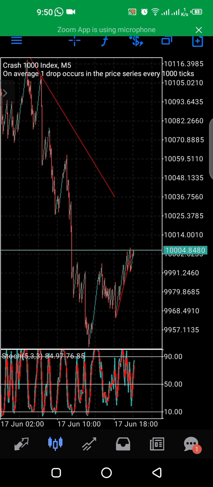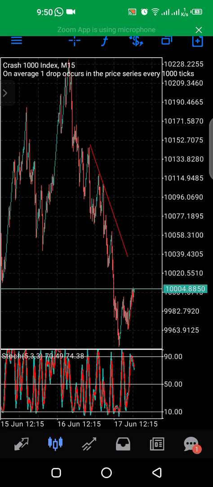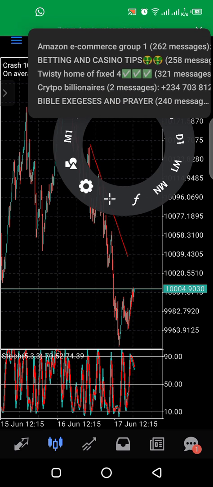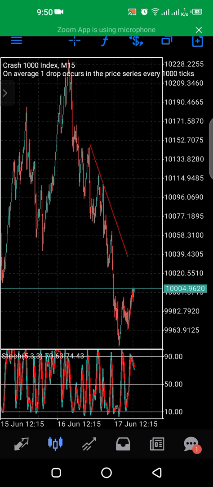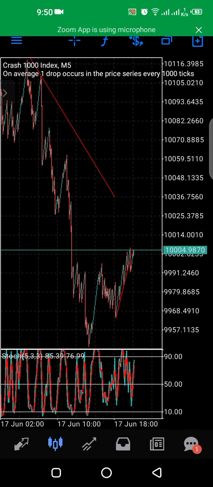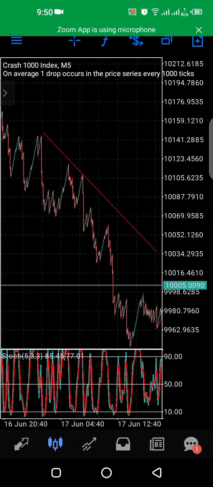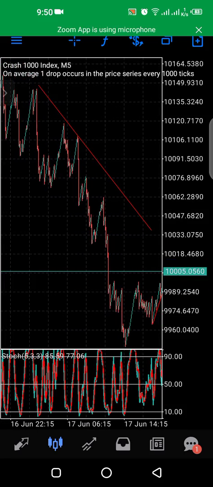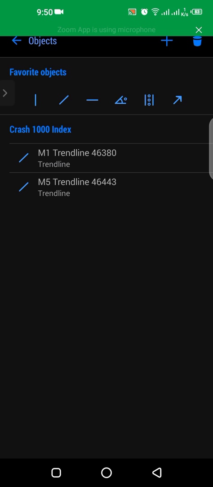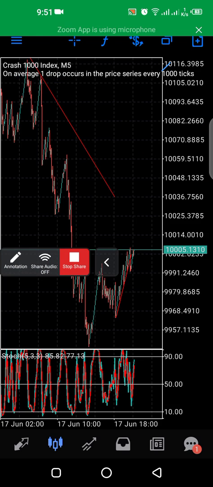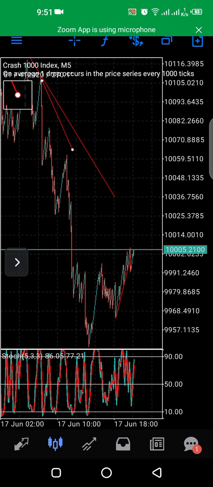What am I pressing? Which time frame am I on before? M15 now, M5. Okay, M5, let me use M5. M5 is cool. So let me draw another, which is like this. Let me draw another one. And how will I draw another one? Then it will touch this line.